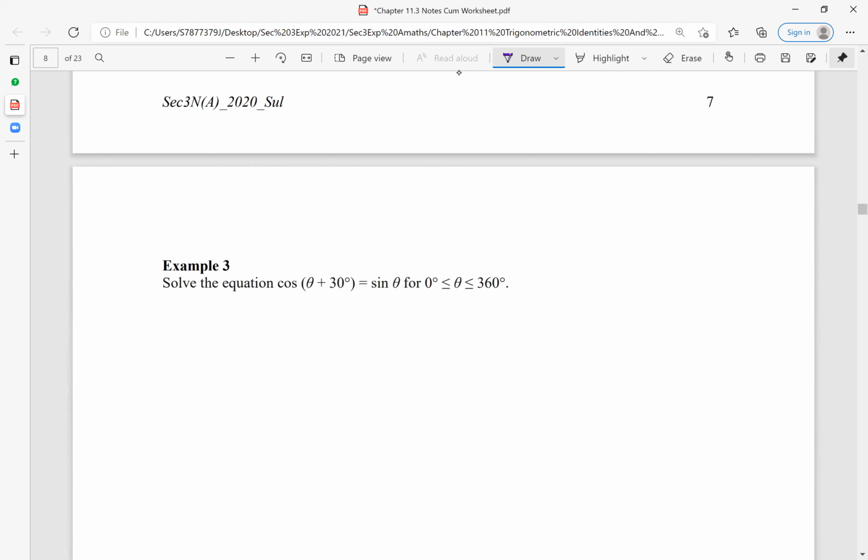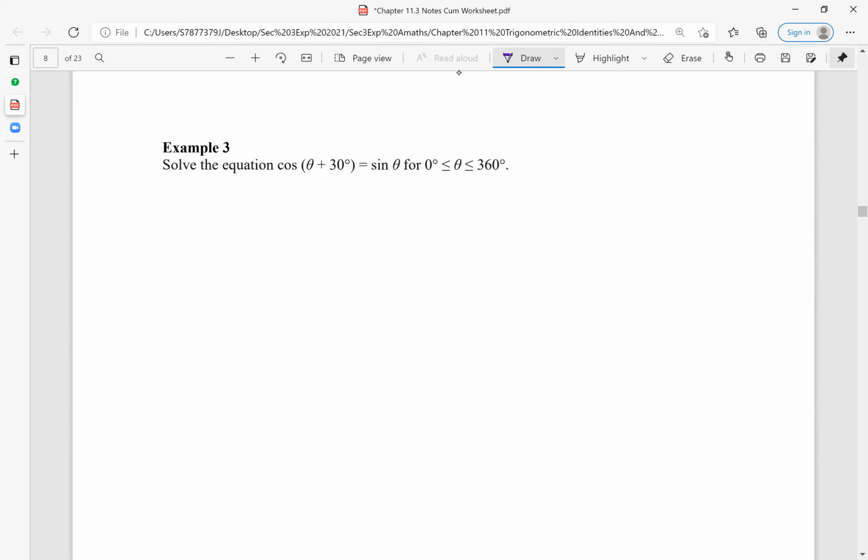Okay, let's go on to example 3. So, how do we do this? It's slightly different from your normal solving of questions. So if you notice, you have this part here which you need to expand out. You have no other choice but to expand this out.